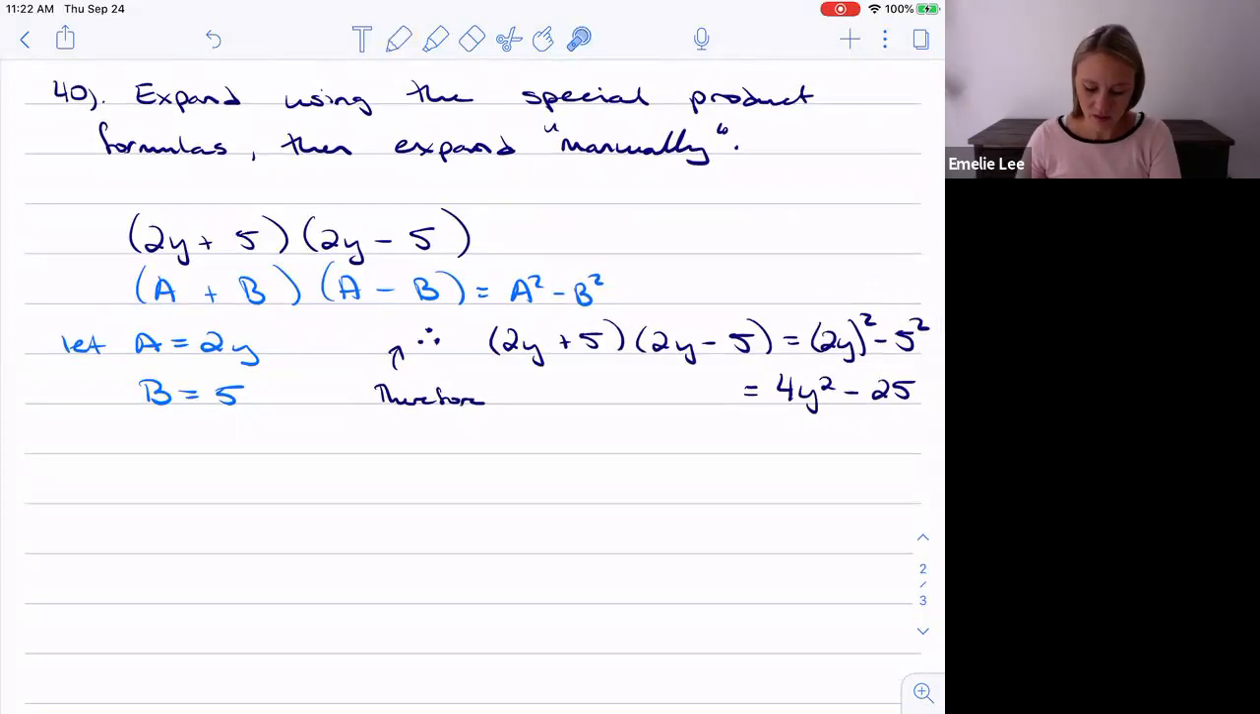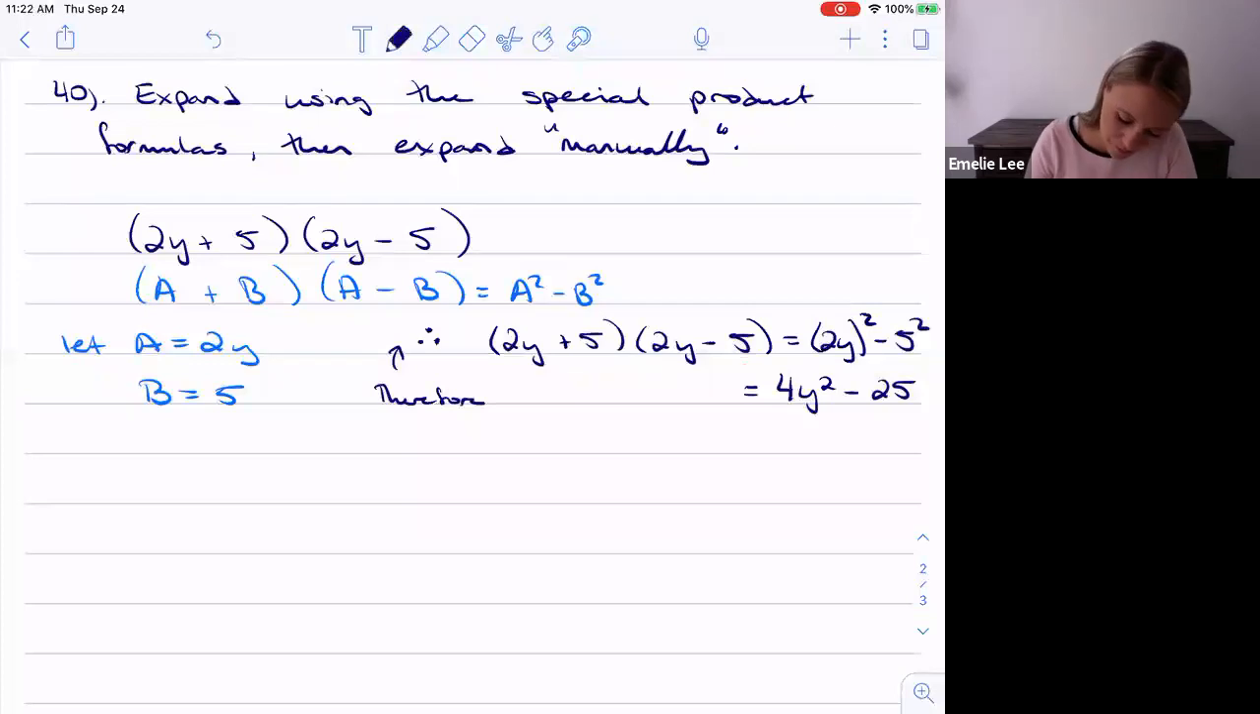Notice that, well, this is easy enough to do, right? The problem is being able to remember that a plus b times a minus b is a squared minus b squared, right? That's the problem. Then figuring out what a and b are and just plugging them in, that's easy.